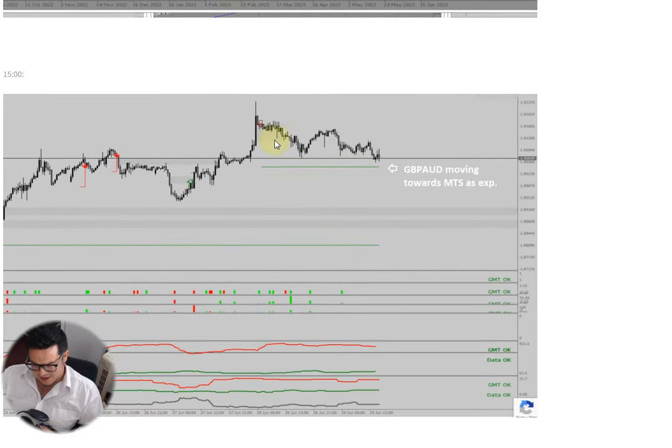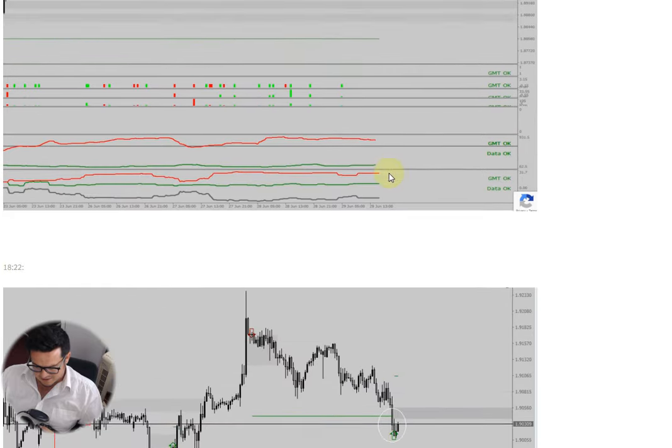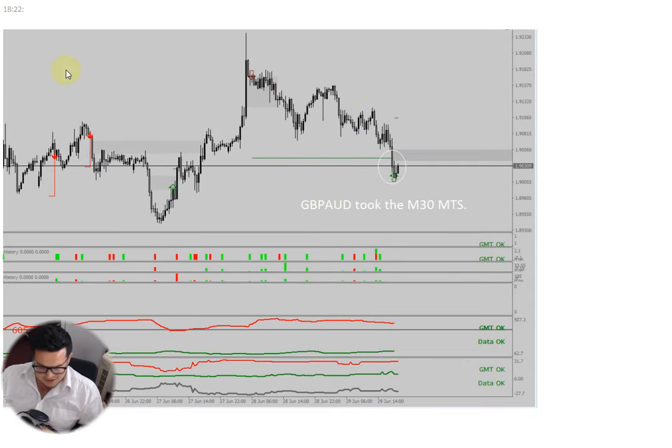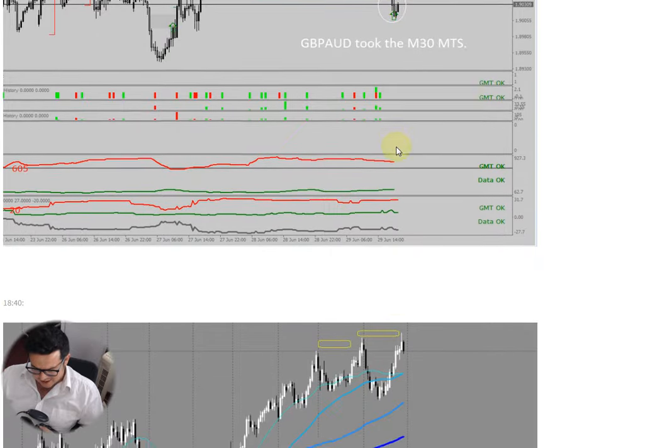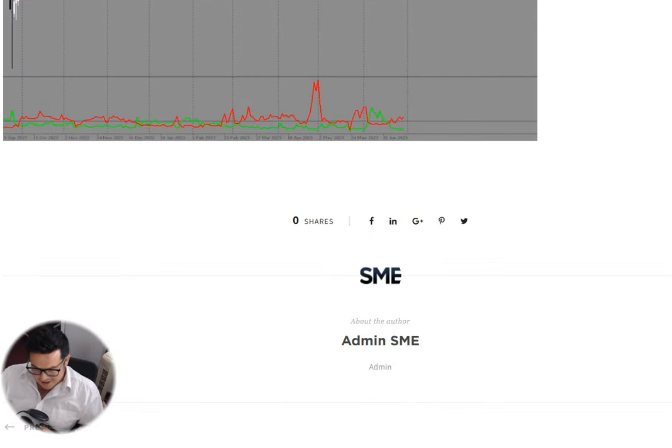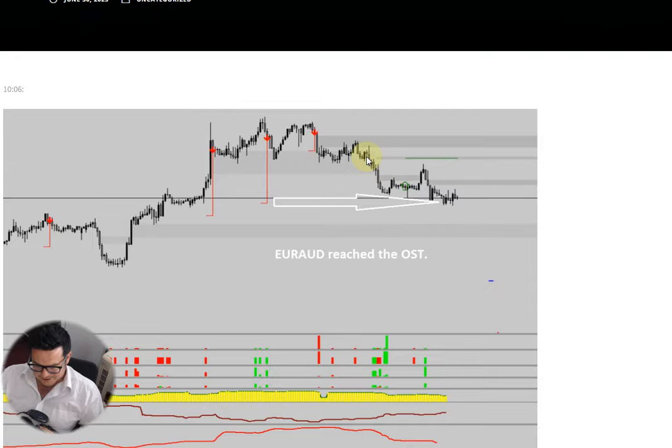Very cheap entry. And guess what? At 3 o'clock, moving towards the target. Boom! 22/6. Target taken. Now look at that. Once the target has been taken, we have a new MTS emerging above the price. And guess what? This is tradable. Yes. Okay?